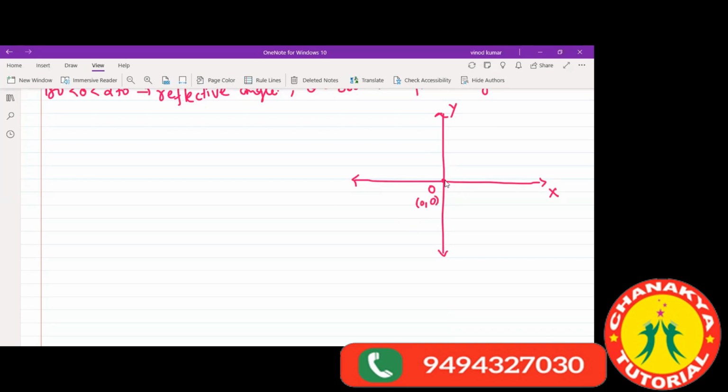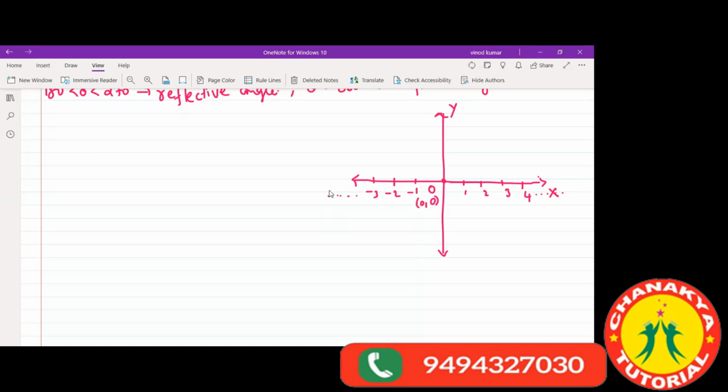From this origin, on the right side of the x-axis we take positive values: 1, 2, 3, 4, and so on up to infinity. The left side has negative values: -1, -2, -3, and so on. This is a real number line. Numbers lie on the right side and the left side of the origin. Right side is positive and left side is negative.